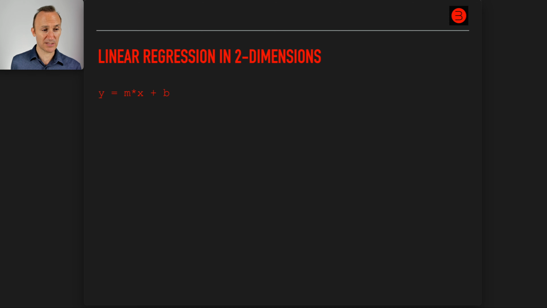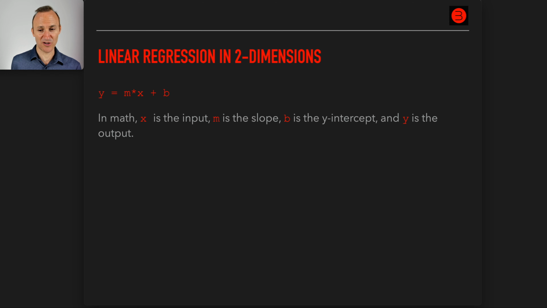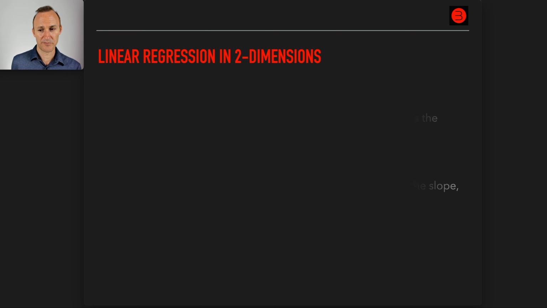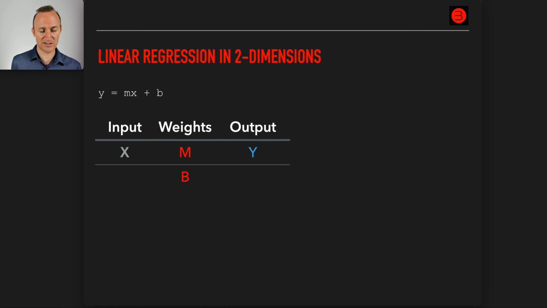Okay, so let's look at linear regression first in 2 dimensions. The equation is y equals m times x plus b. I put the times to emphasize that in Python and coding, you need that times. You can't just write mx. In math, x is the input, m is the slope, b is the y-intercept, and y is the output. Note that x may take on any value, like data points in a column. The key to finding the line of least squares is to find the right m, the slope, and b, the y-intercept. So if you have an input of x, weights m and b, and an output of y, you may find that m equals 2 and b equals 3, and then your regression line is y equals 2x plus 3. Just like in algebra class.